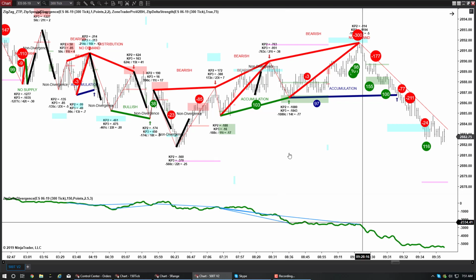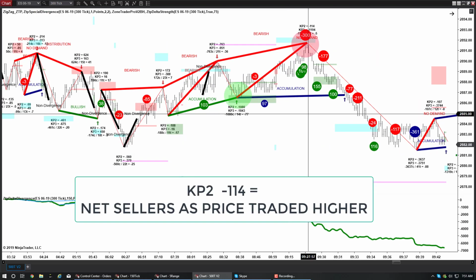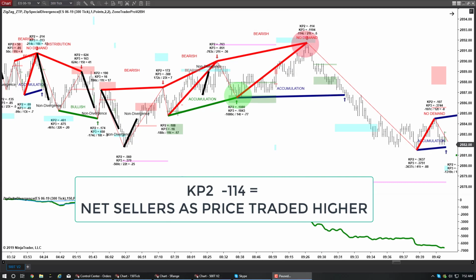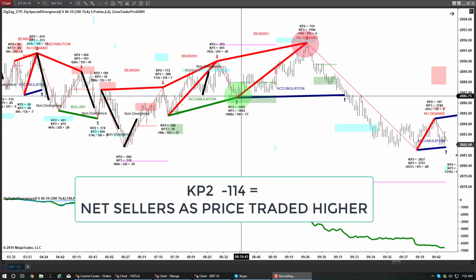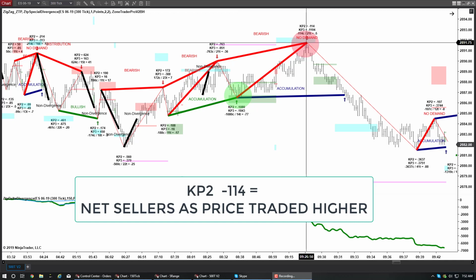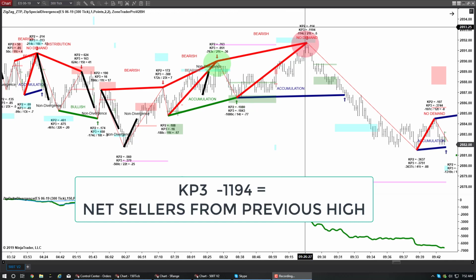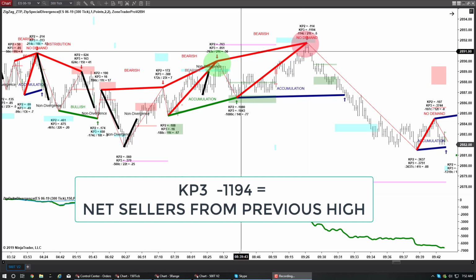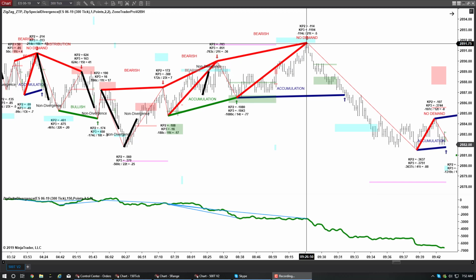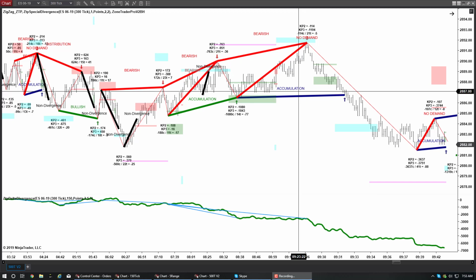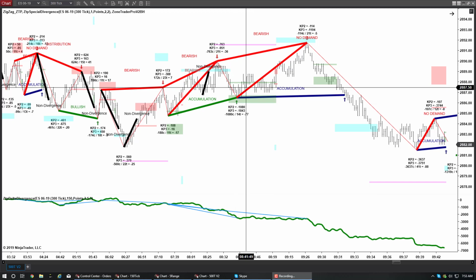And this is the reason why these numbers are just so important. So we look up to here and we see that the large lot traders were net sellers during this period right here to the tune of negative 114. But the large lot traders from this point to this point were putting in positions and pre-positioning to the open of a negative 1,194.